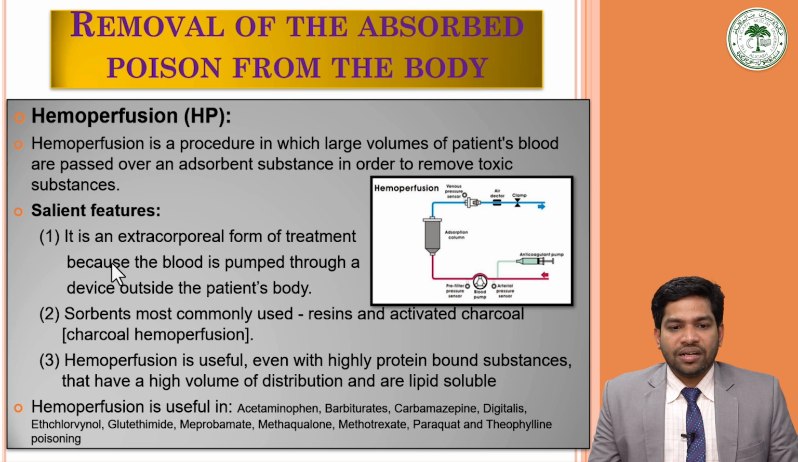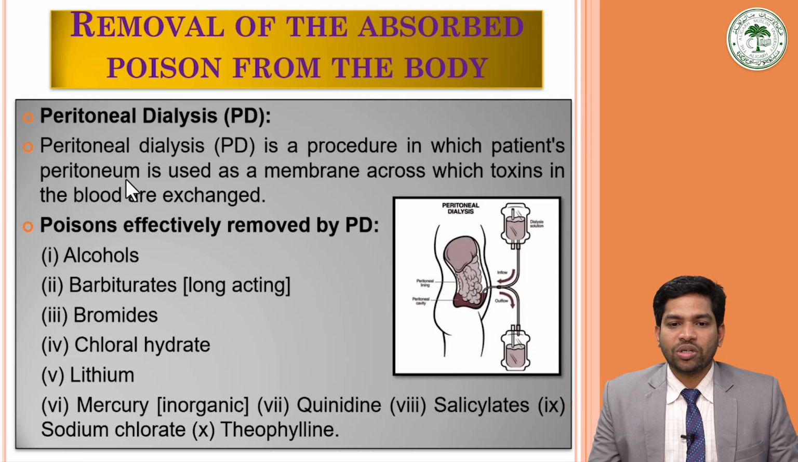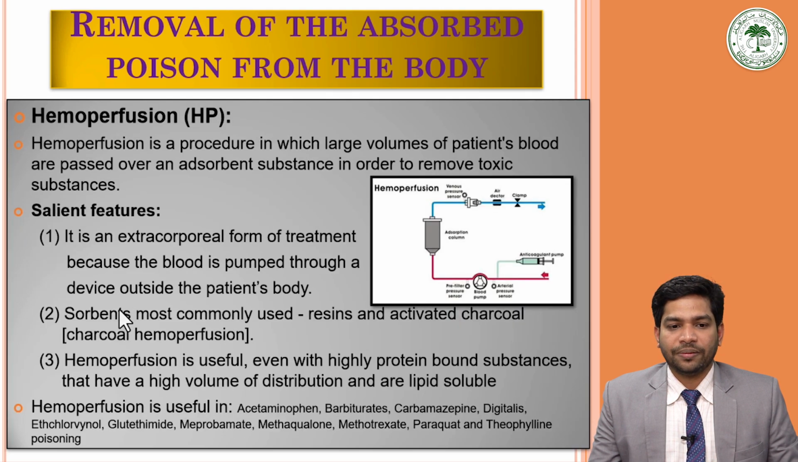So the salient feature is that it is an extracorporeal form of treatment, done outside the body, because the blood is pumped through the device outside the patient's body, whereas peritoneal dialysis was the intracorporeal method. Adsorbents that are most commonly used are resins and activated charcoal. Then hemoperfusion is useful even with highly protein bound substances that have a high volume of distribution or are lipid soluble. So this is particularly helpful with compounds of this nature.